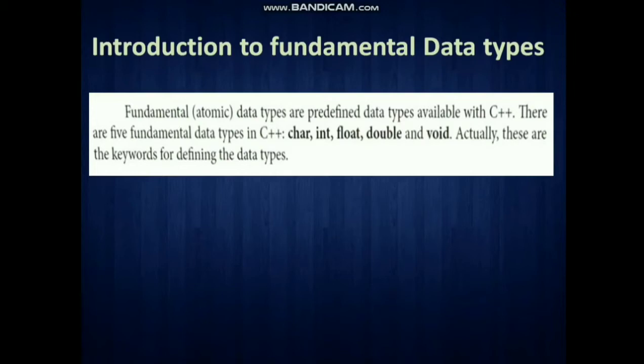Next, introduction to fundamental data types. Fundamental or atomic data types are predefined data types available in C++. There are 5 fundamental data types in C++: character, integer, float, double and void. These are the keywords for defining the data types. We use these data types in a C++ program. Why they are called predefined data types, we will see one by one.